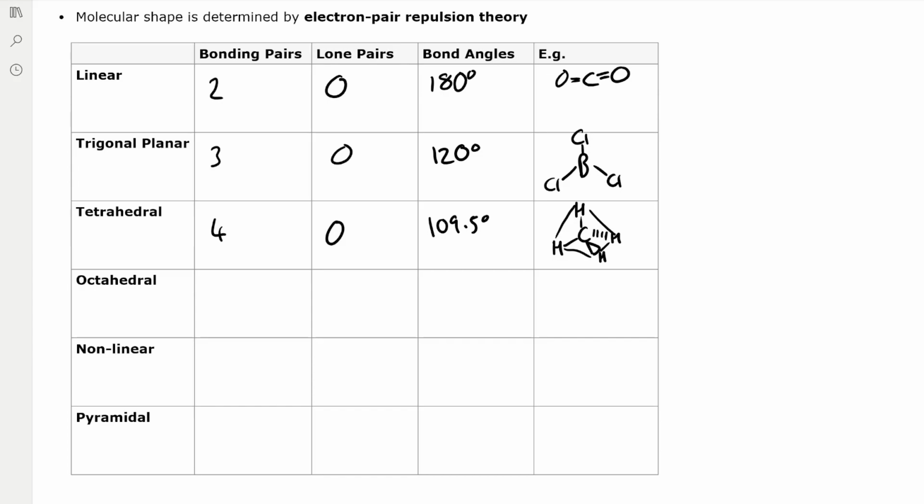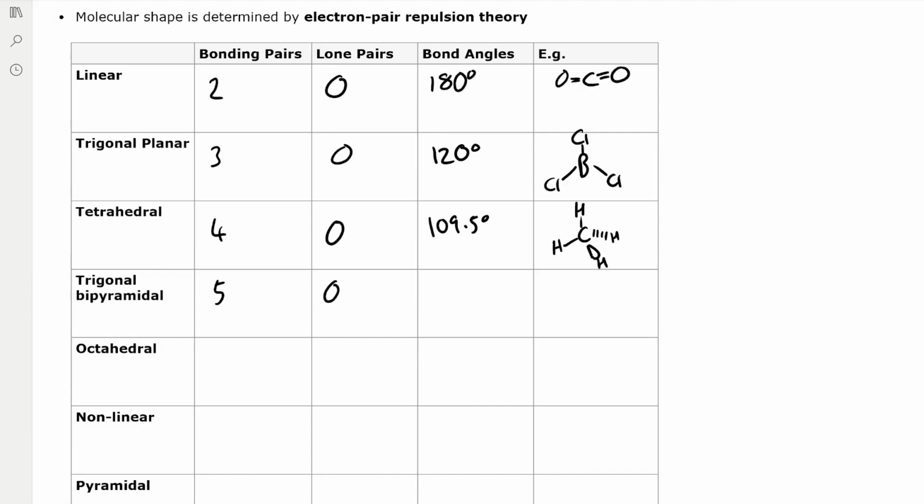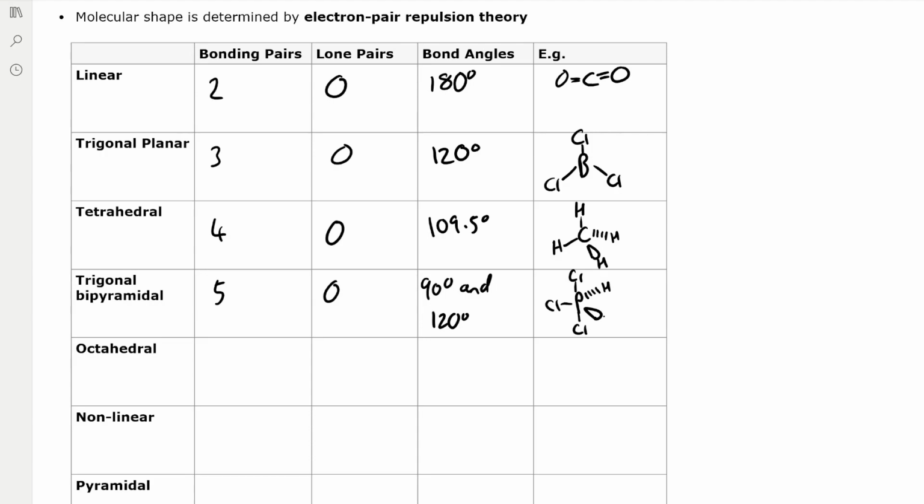between the outer atoms. And then trigonal bipyramidal is when we have 5 bonding pairs and 0 lone pairs. And the bond angle is 90 degrees and 120 degrees. So an example of a trigonal bipyramidal molecule is PCl5. So we have 3 atoms in the plane of the paper, and the bond angle here is the 90-degree bond angle. And then we have 1 atom going into the plane of the paper, and we have 1 atom coming out of the plane of the paper. And the bond angle there is 120 degrees.